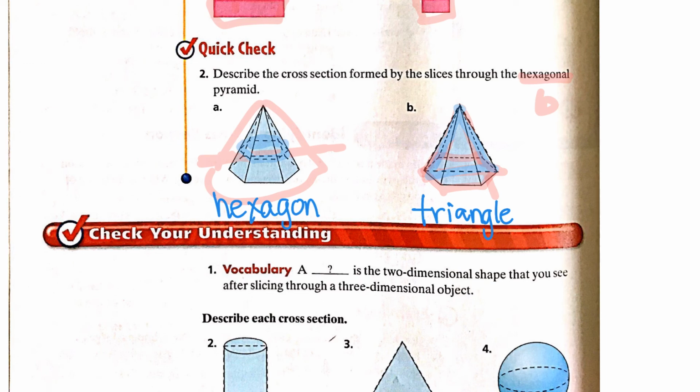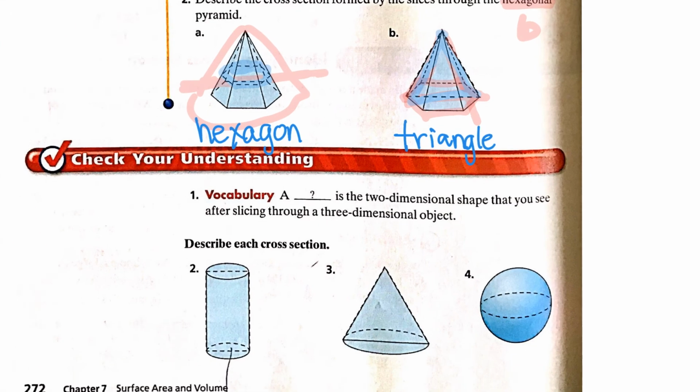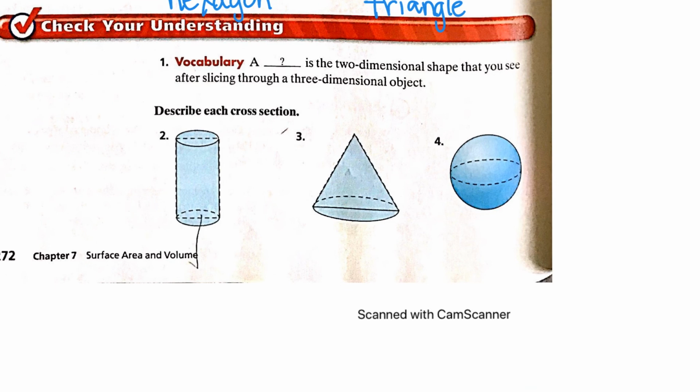Okay, so for our vocabulary, what is the two-dimensional shape that you see after slicing through a three-dimensional object? What was that word called? That was called a cross section.